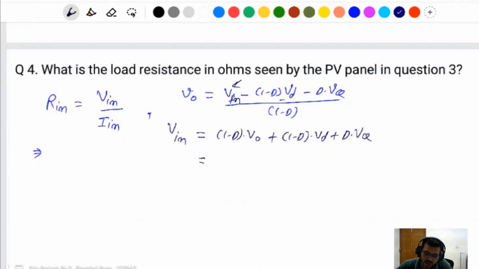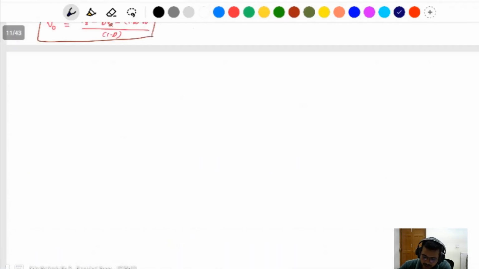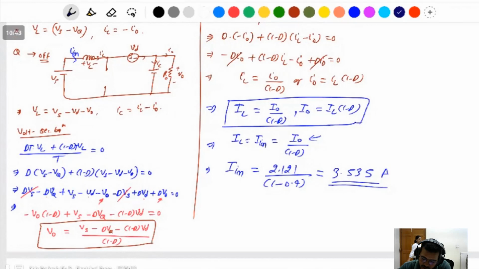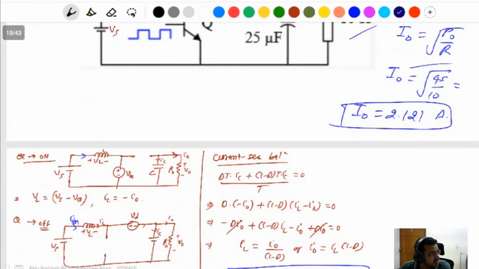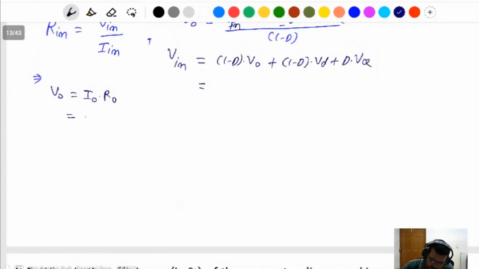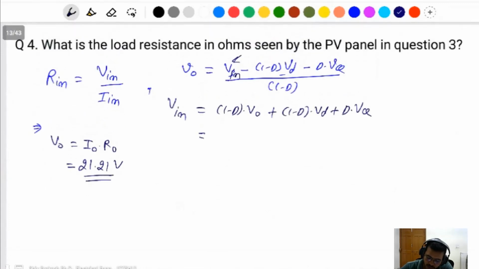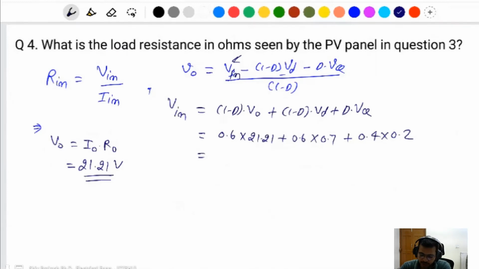First of all find the V output. V output is equal to I naught into R naught, or V square by R. I naught is calculated here: 2.121 multiplied by 10 resistance will be 21.21 volt. 1 minus d is equal to 0.4, it means this will be 0.6 into 21.21 plus 0.6 into Vd, given as 0.7, plus d is 0.4 into Vq, which is 0.2. Calculate this, you can get the input voltage.